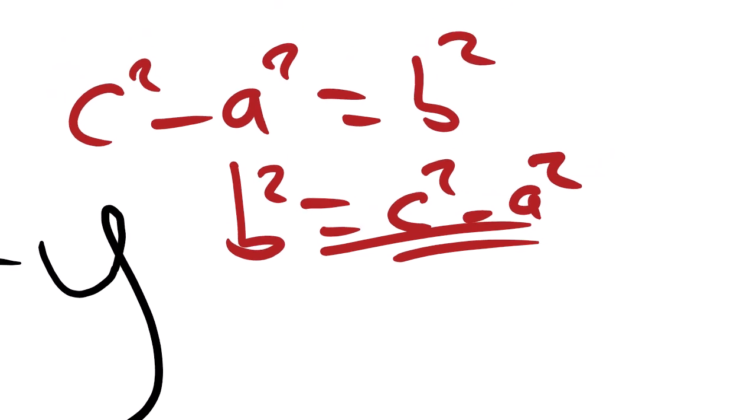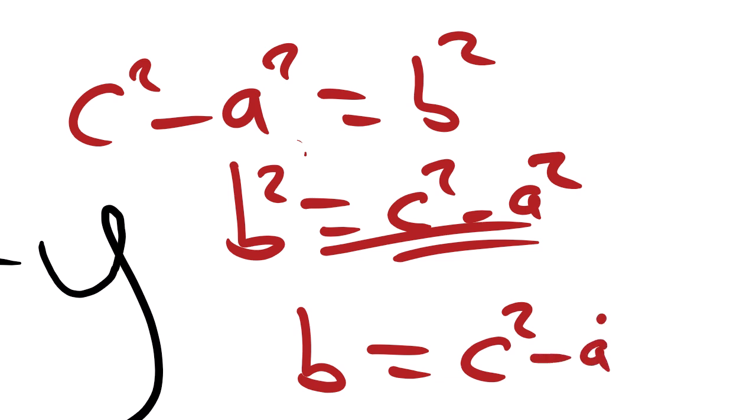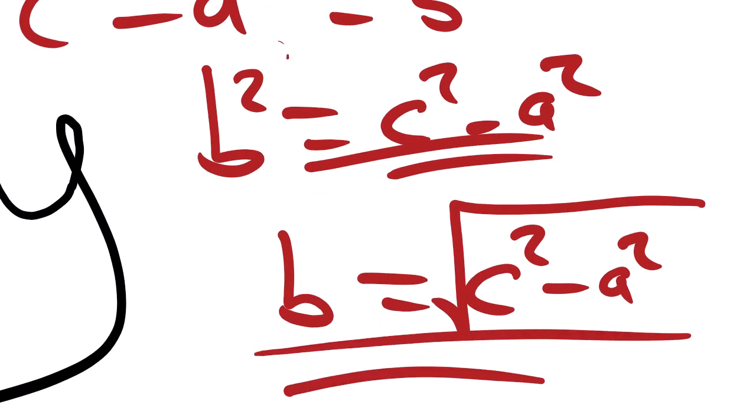But remember, at this level, you did not make B the subject of the formula. For you to make B the subject of the formula, you must remove this square, by putting everything in square root. Everything in square root, then you have your B. If you calculate this, you will get your answer.